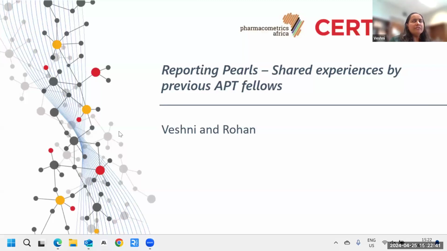So you would have noticed that within the model platform, the content that was shared is largely around regulatory and what is required to report your study at a regulatory level. There was also some content around scientific writing, which is extremely important because as APT fellows, you may not go through the whole regulatory process of reporting during this fellowship. Some of you might encounter it later, and this is setting the foundation.